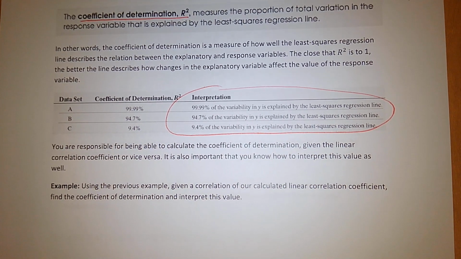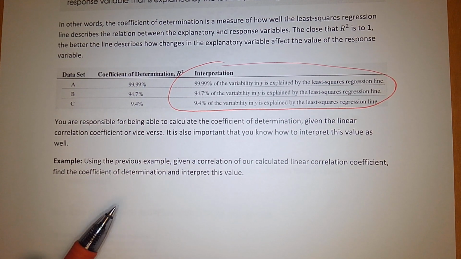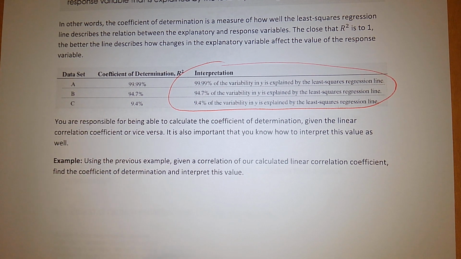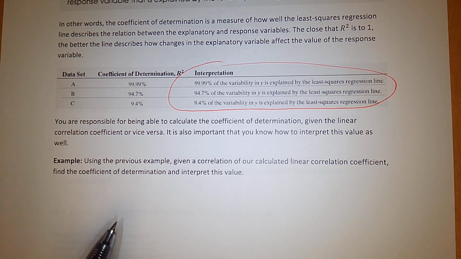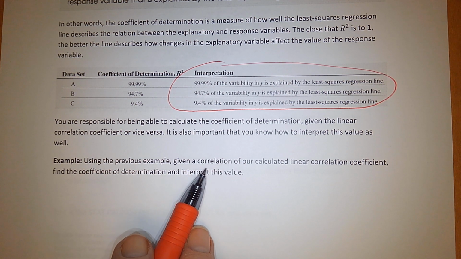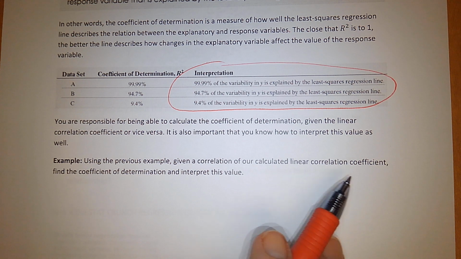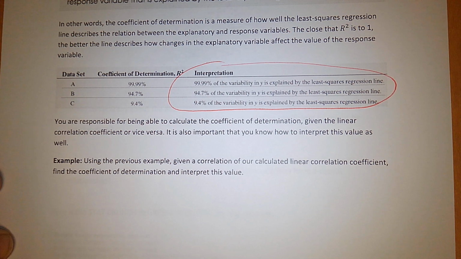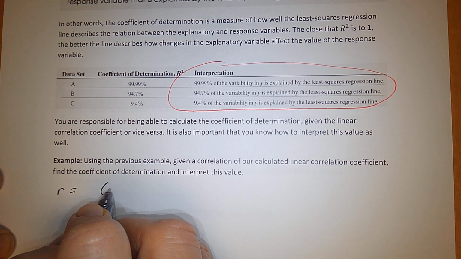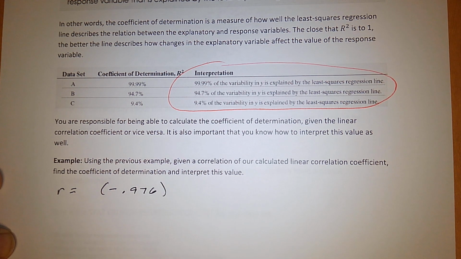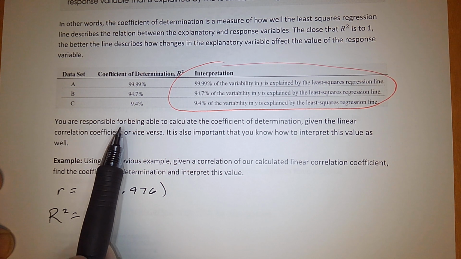So let's do two more examples. One example of using the coefficient of determination, then we'll do one more example below this that will tie everything together from the whole chapter, and it'll be a good review of everything we learned in Chapter 4. So using this previous example, given our calculated linear correlation coefficient, let's find the coefficient of determination. From the previous example, the one about credit score, our linear correlation coefficient was negative 0.976. That's our linear correlation coefficient. Now, we're going to find R squared, which is the coefficient of determination.